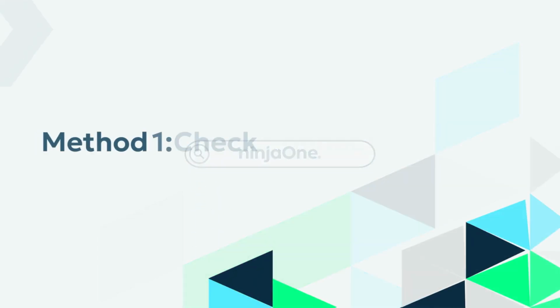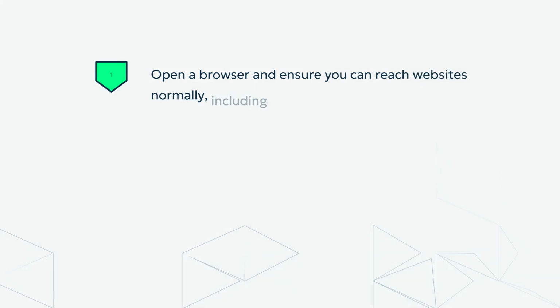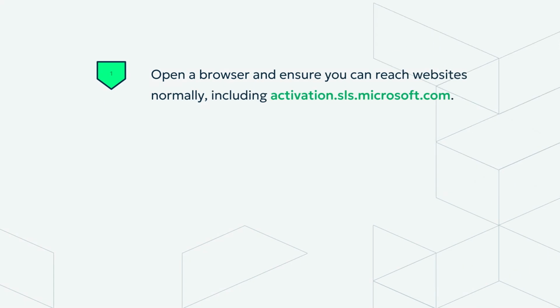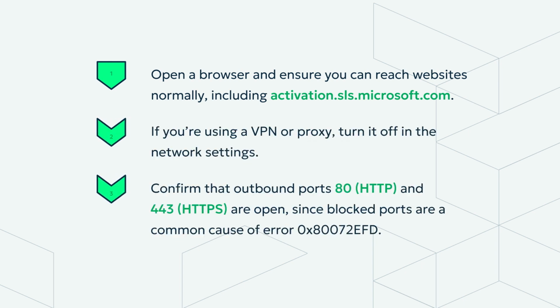Check connectivity and server access. The first step is to confirm your device can connect to Microsoft's activation servers. Open a browser and ensure you can reach websites normally, including activation.sls.microsoft.com. If you're using a VPN or proxy, turn it off in the network settings. Also confirm that outbound ports 80 HTTP and 443 HTTPS are open, since blocked ports are a common cause of error 0x80072EFD.